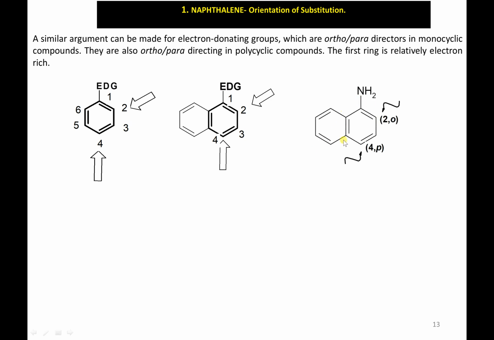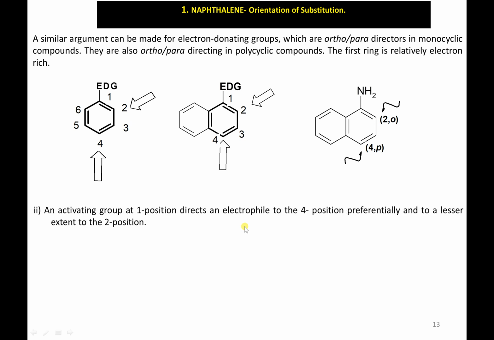So with the amino group, this is nicely explained. An activating group at position 1 directs an electrophile to the 4 position preferentially and, to a certain extent, to the 2 position. If such a group is present at position 2, it directs the electrophile to take position 1. Had this group been here, it would have directed here or here, not here.